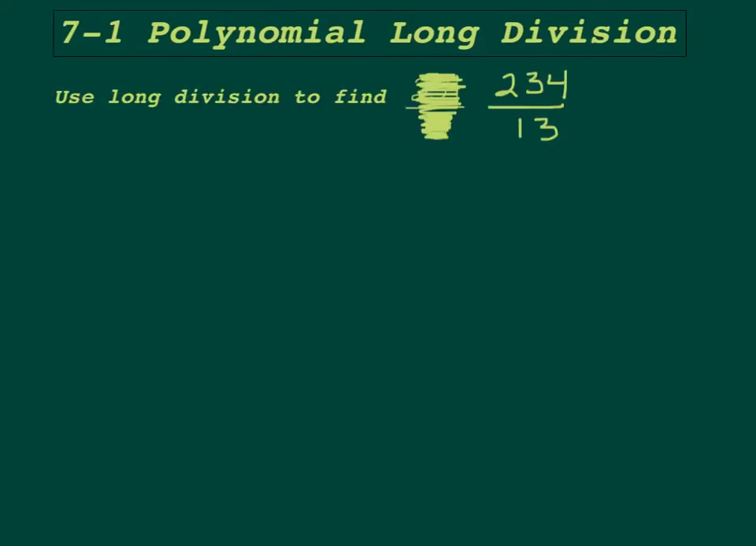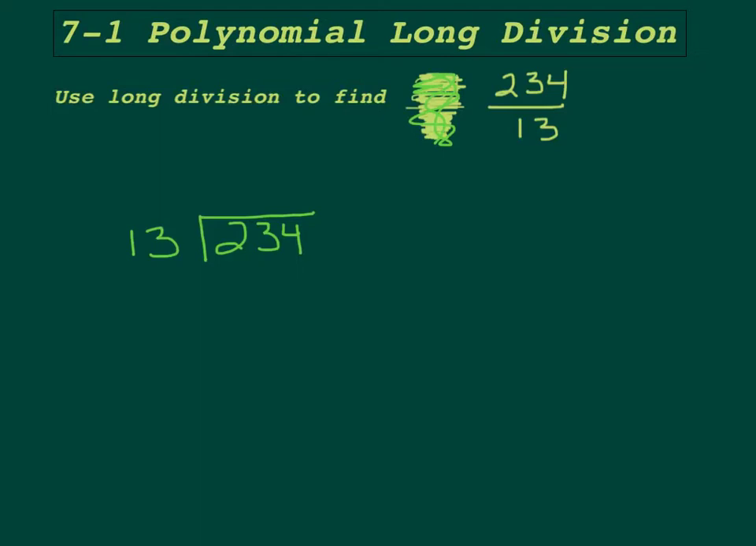So we're going to start out reviewing our elementary school long division. We are going to use long division to find 234 divided by 13. We're going to put a 13, and then you draw a little house, and you put 234 on the inside. So remember, the numerator goes on the inside, the denominator goes on the outside.